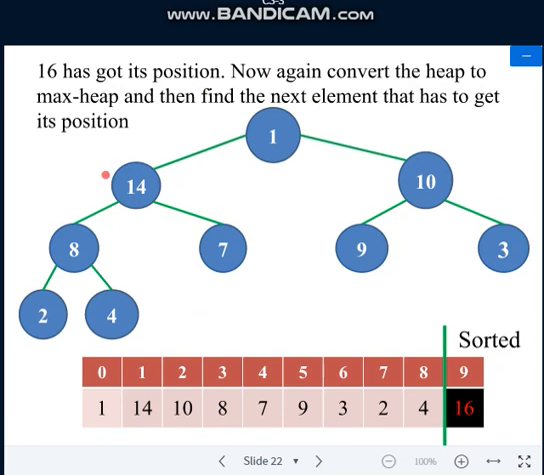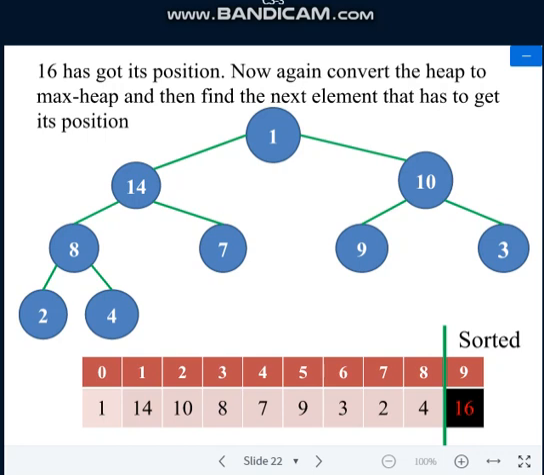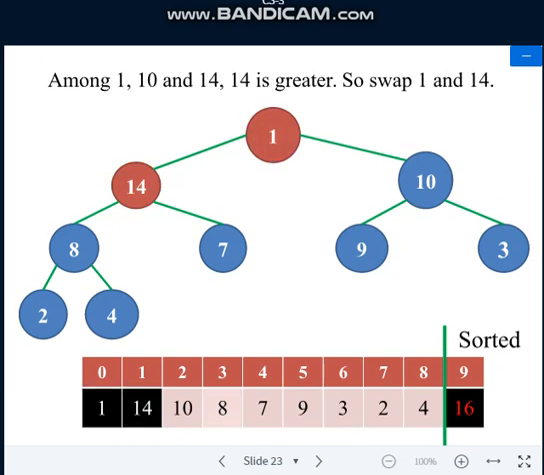Now again you have to convert this to a max heap in order to find the next element. So look at this. Is it a max heap? No, it is not a max heap, because the root node value is 1, and the children of 1 are 14 and 10, which are greater than 1, isn't it? So now again you have to convert it to a max heap. How do you convert it? Again you have to check 1, 14 and 10. Among these three, which one is greater? 14 is greater. So we are going to swap 1 and 14.